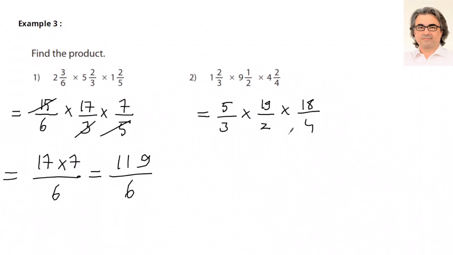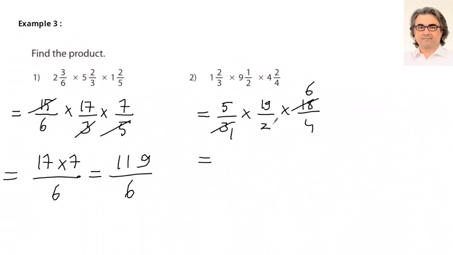18 over 4 for the last one is its improper fraction form. What about the necessary simplifications? Now, between 3 and 18, yes, both are divisible by 3. 3 over 3 is 1. 18 over 3 is 6.